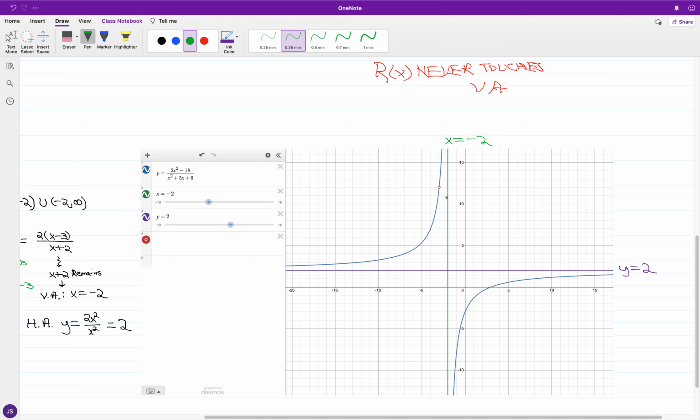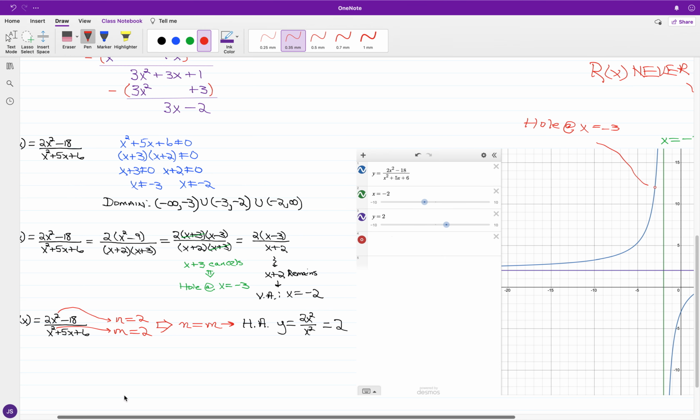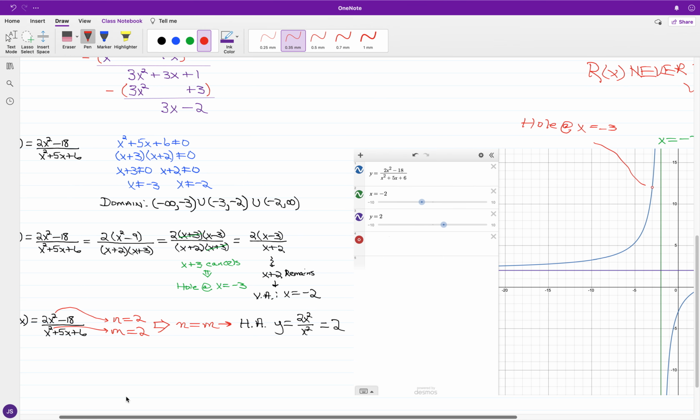And if you notice this little open circle here, this is signifying that we have a hole at x is equal to negative 2. Made that negative 3. Okay. All right. So in this particular case, you have a hole at x equal to negative 3.